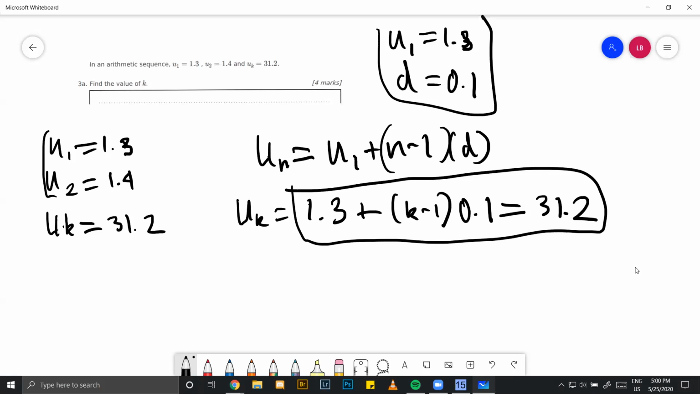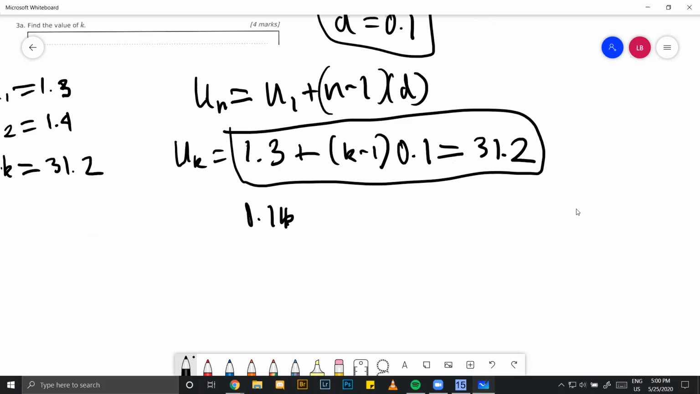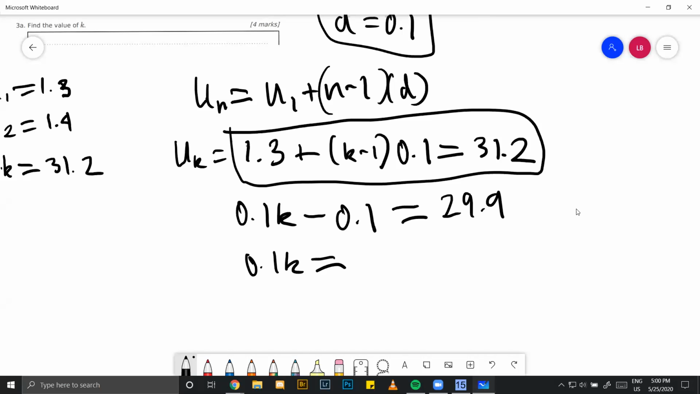I'm just going to do that. I'm going to do 0.1k minus 0.1 is equal to 31.2 minus 1.3. Let me just use my calculator for that. 29.9. So 0.1k is equal to 29.9; add 0.1 on both sides, I get 30. k is equal to 30 divided by 0.1. I'm going to get 300.